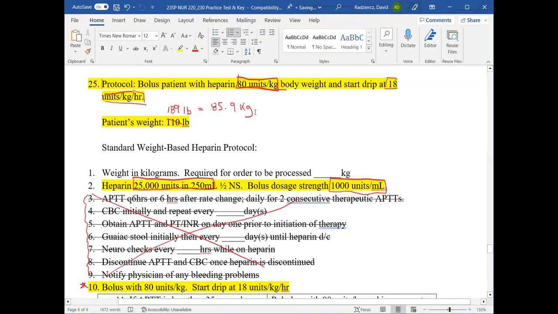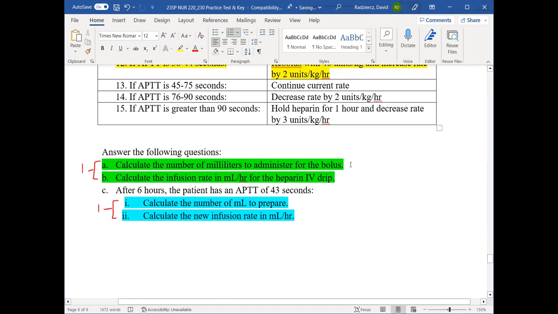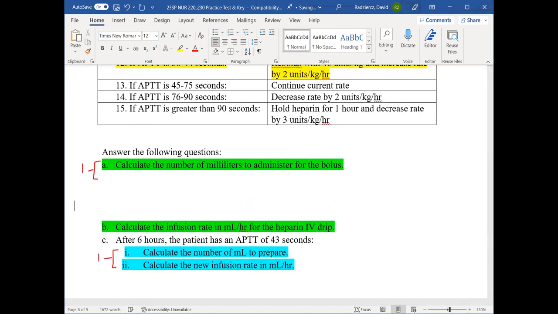Now, this just tells you the details. We just did this as a preliminary step. It's down here that we're answering questions. So the first thing it tells me to do is to calculate the number of milliliters to administer for the bolus. The bolus, remember, is 80 units per kilogram. So I need to take the patient's weight. What did we say that was? 85.9 kilograms, times the 80 units per kilogram. So 80 times 85.9 gives me 6,872 units.